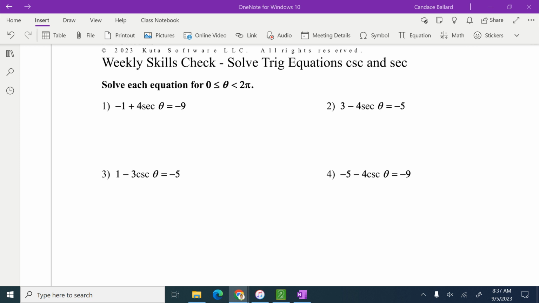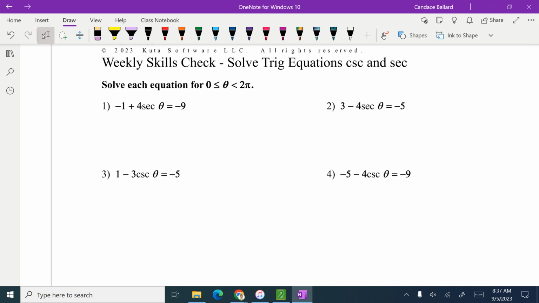All right. So we are going to isolate the trig first. Looking at number 1, what do I need to move first? The -1. How do I move the -1? Add it. What is 9 plus 1? -8. So 4 secant theta equals -8. What am I going to do now? Divide by 4. Perfect. So secant of theta equals, what's -8 divided by 4? -2. I like it.